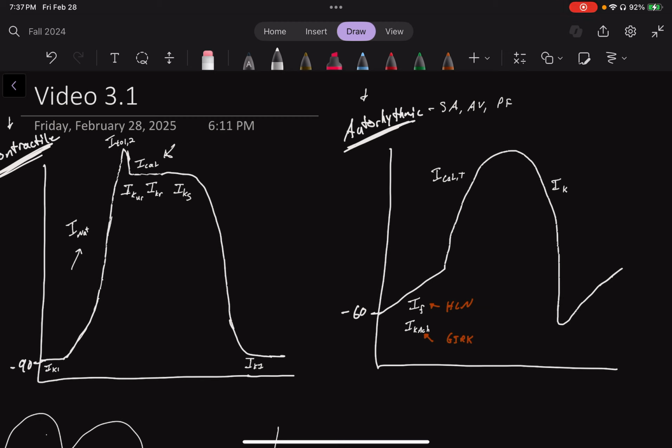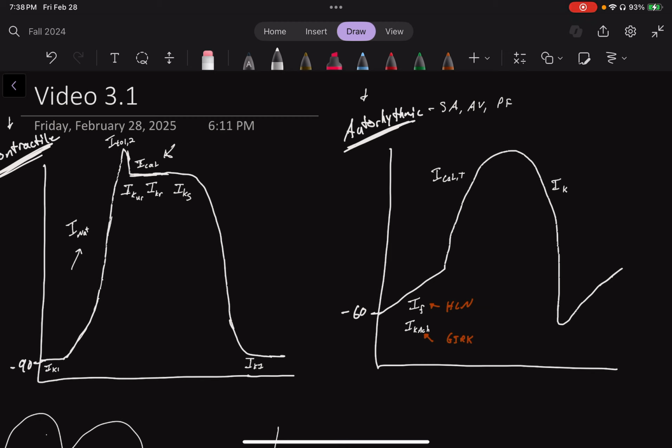As the L-type calcium channels are opening, causing this current here, that will balance out the ITO1 and ITO2 channels. The positive charges coming in and the negative charges coming in start to equalize each other, so it reaches a kind of equilibrium, and you stay at this plateau phase where the membrane potential stays the same.